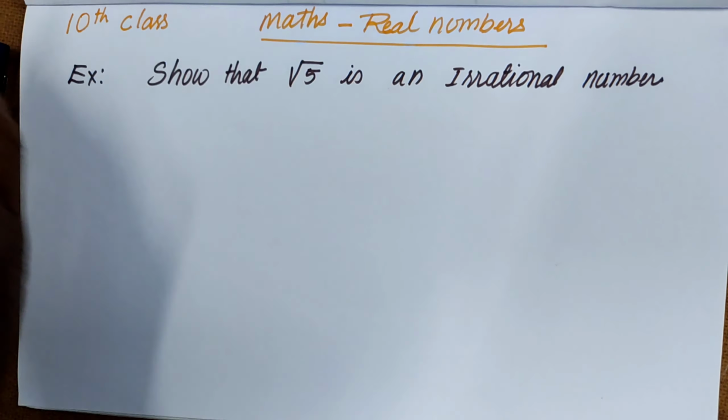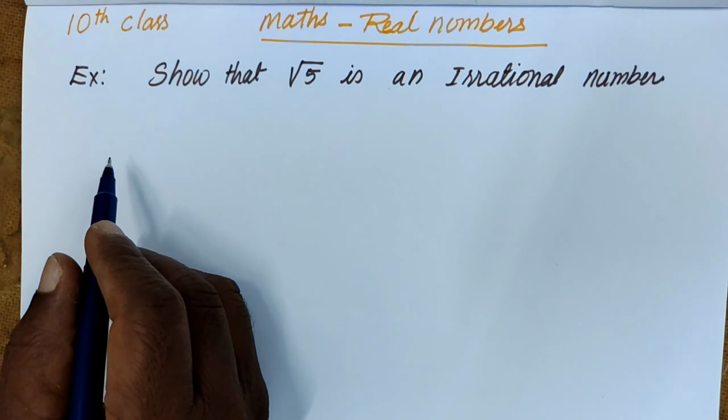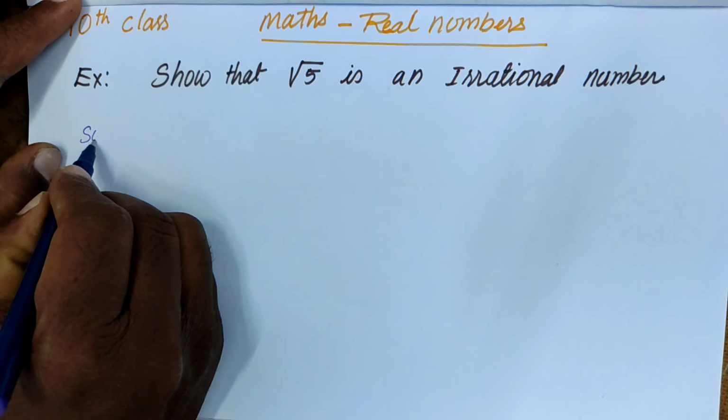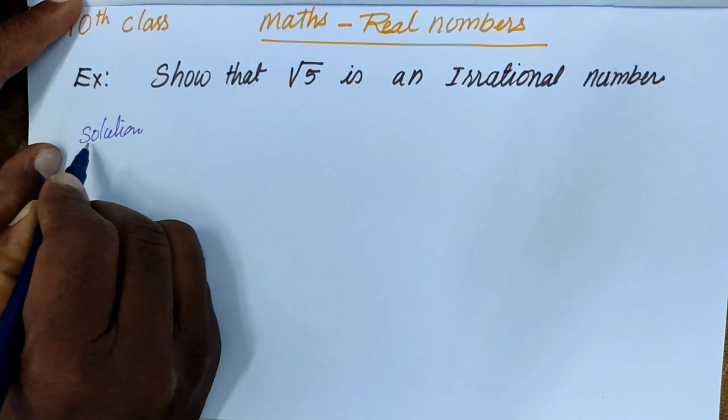10th class mathematics, real numbers. Show that root 5 is an irrational number. Solution.